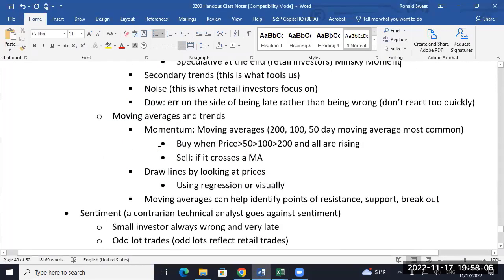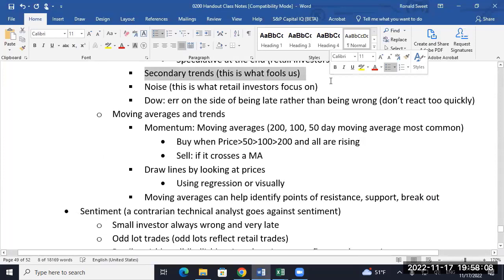especially at the extremes. The secondary trends, these fool us. We think we're on a trend, and we saw a lot of that in 2008. So, oh, it looks like it's coming back, and no, it goes down, it looks like it's coming back.